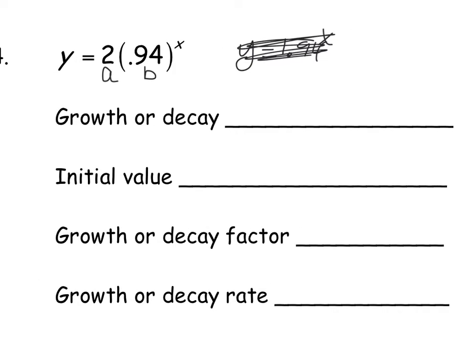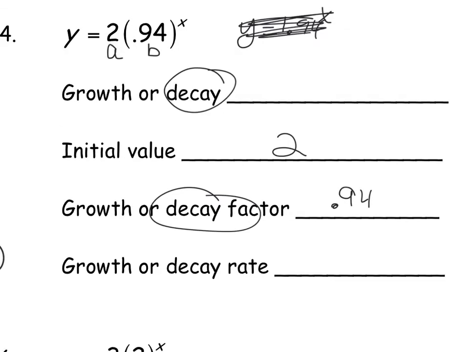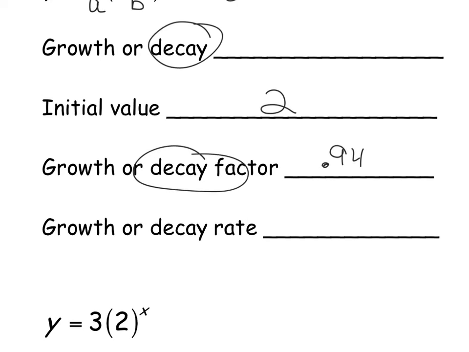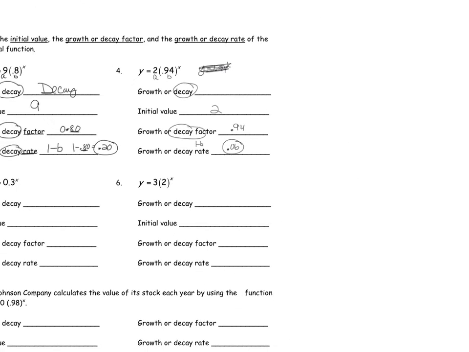All right, so this is less than 1, so it's going to be decay. My initial value was 2. My decay factor is going to be B, which is 0.94. Sorry, y'all. And then my decay rate is going to be 1 minus B, so 1 minus 0.94, or 0.06.